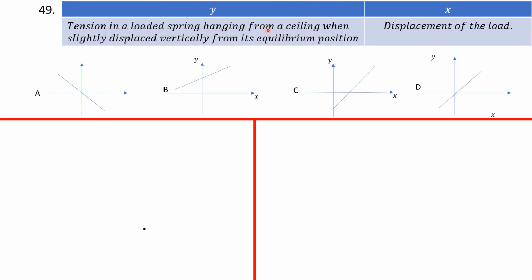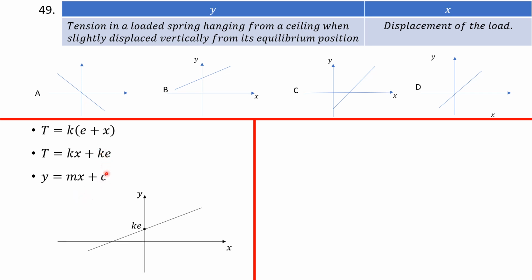Tension in a loaded spring hanging from a ceiling when slightly displaced vertically from its equilibrium position, against displacement of the load. All right, so the tension is k(e plus x), okay? So we expand that, we are going to have T equals kx plus ke. And so T is our y, x is our x, right? And so the intercept on the y-axis is ke, which is positive, and so that's the graph, and so our answer is B right there.